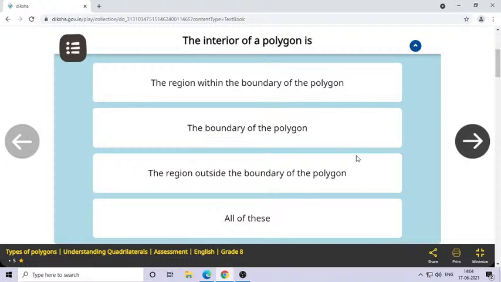Let's take the first question. The first question is: the interior of a polygon is. They have given the region within the boundary of a polygon, the region outside the boundary of a polygon, and the last option is all of this. So what is the correct option for this?